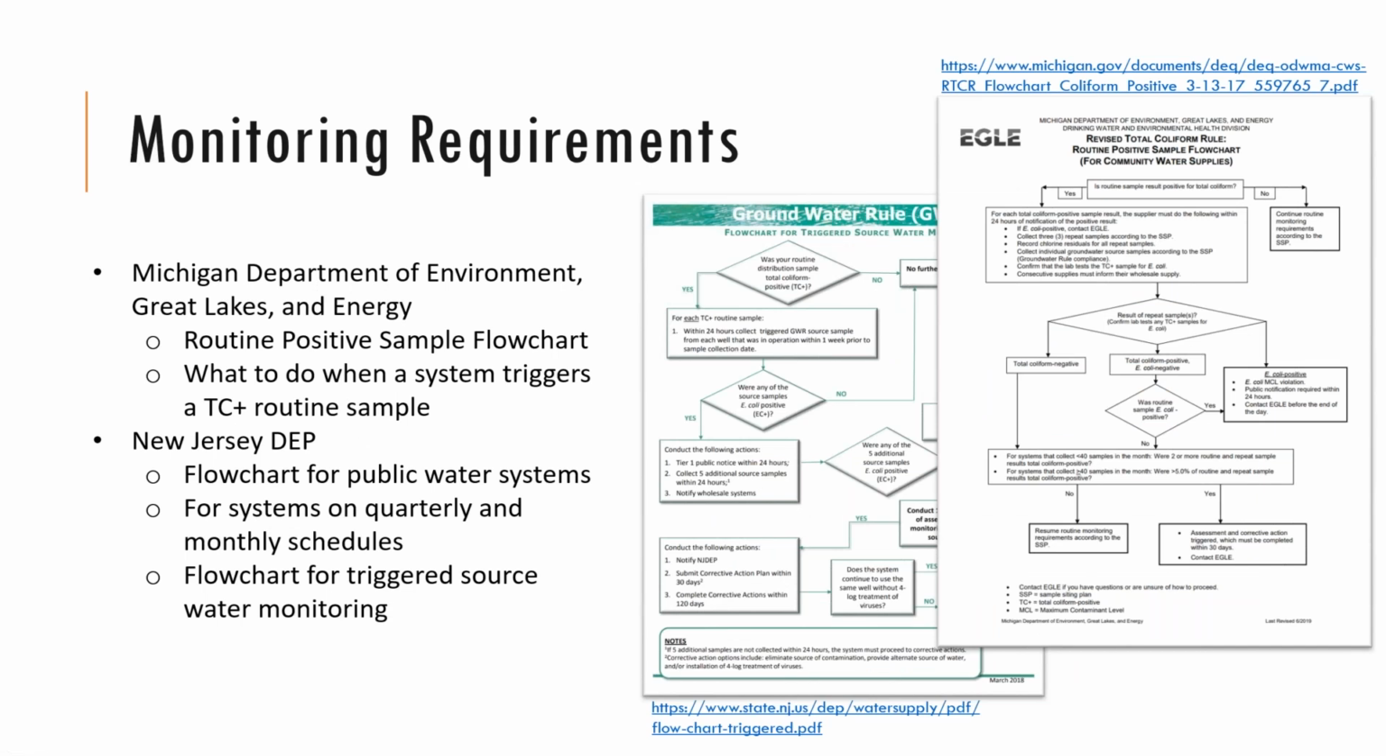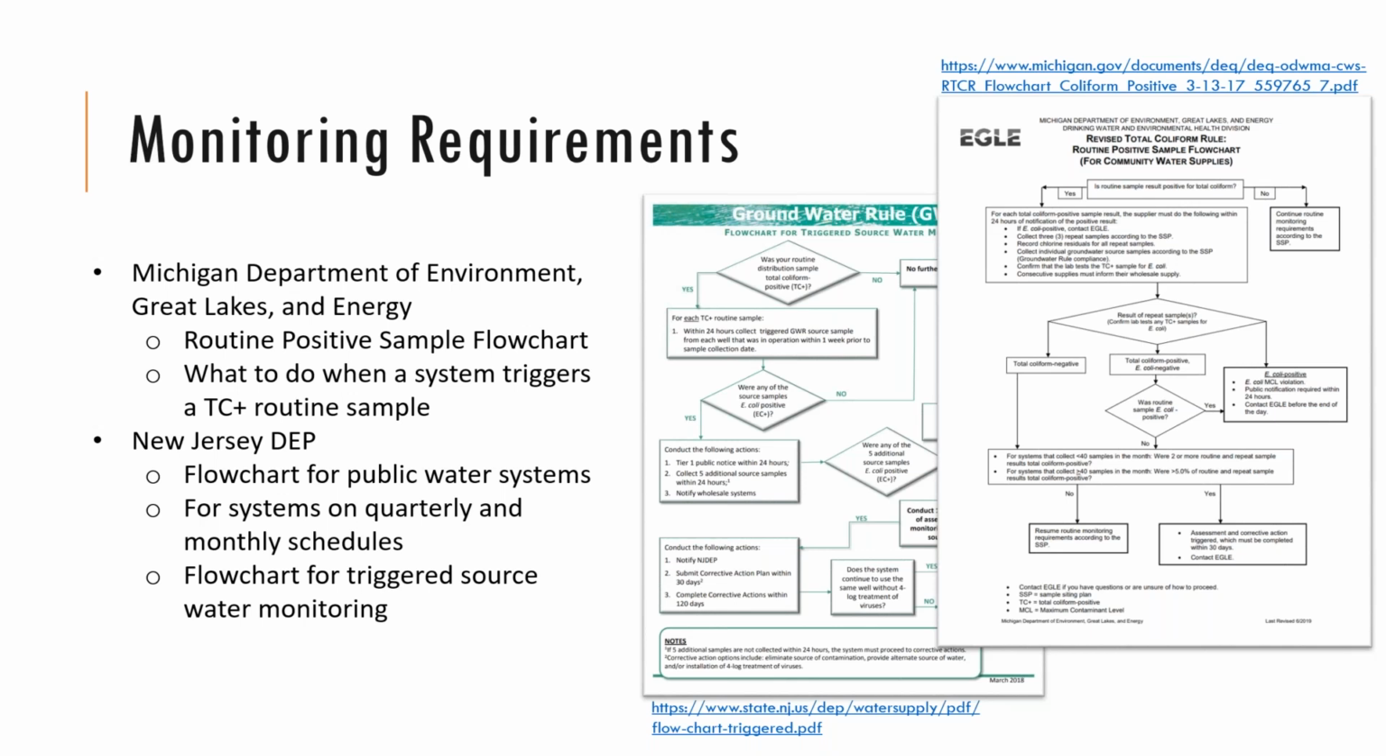I've also noticed that several states have developed flowcharts such as these to help guide water systems on the proper procedures for routine and repeat sampling results. The flowchart to the right is from Michigan Department of Environment, Great Lakes, and Energy, or EGLE, and to the left is from the New Jersey Department of Environmental Protection. The flowchart from Michigan is designed for community water supplies and is pretty self-explanatory. Depending on the result of the routine sample, the flowchart will guide water systems with the proper monitoring procedures.